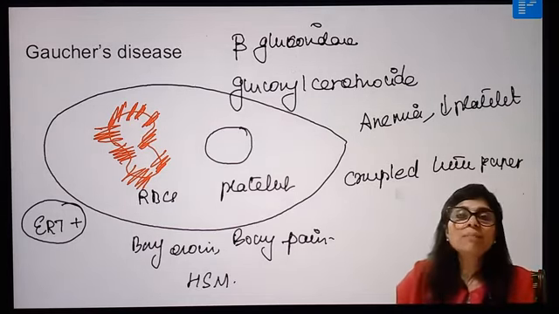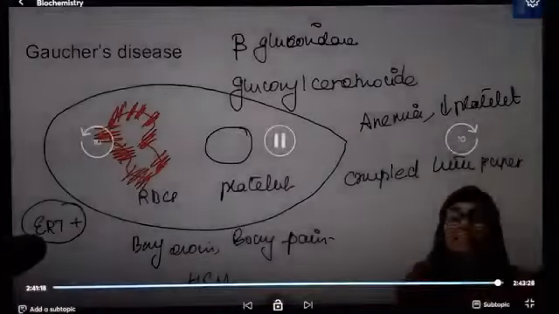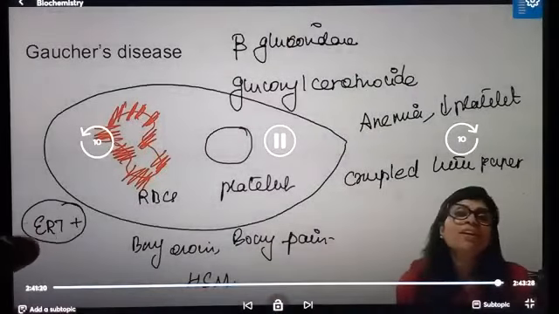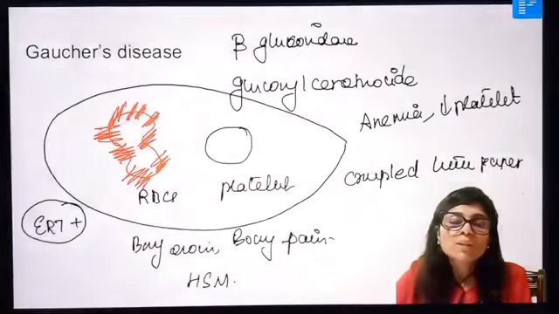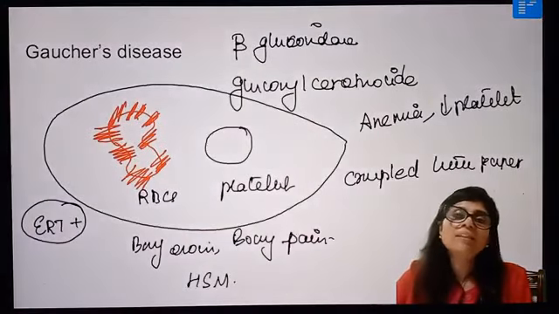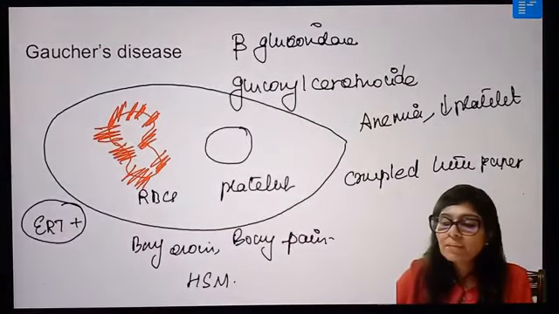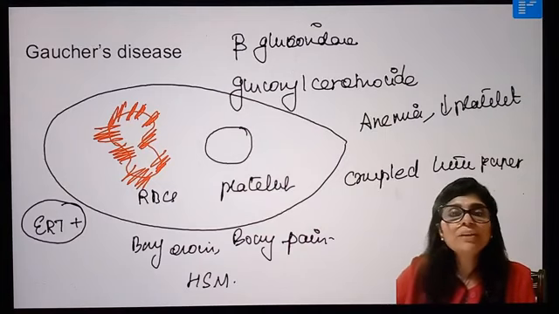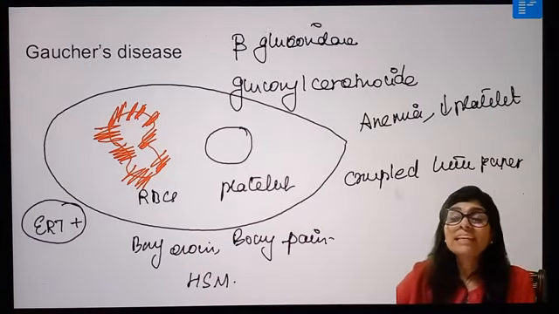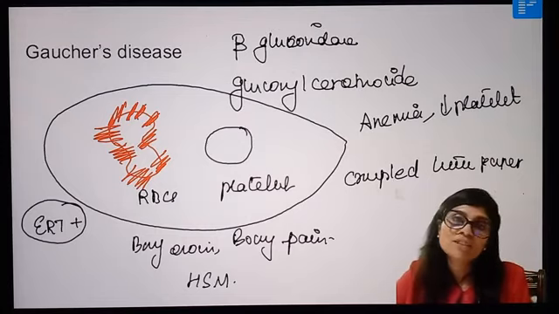So can you all tell me all about Gaucher's? There is 90% probability that you are asked about Gaucher's, right? Because they have repeatedly asked it in FMG. So tell me about Gaucher's. It's caused by the defect of beta-glucosidase.